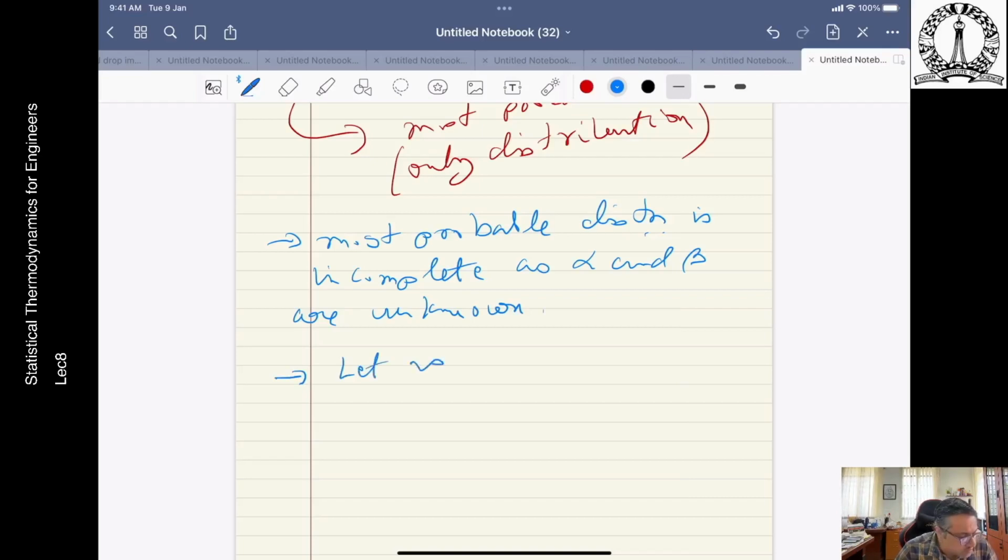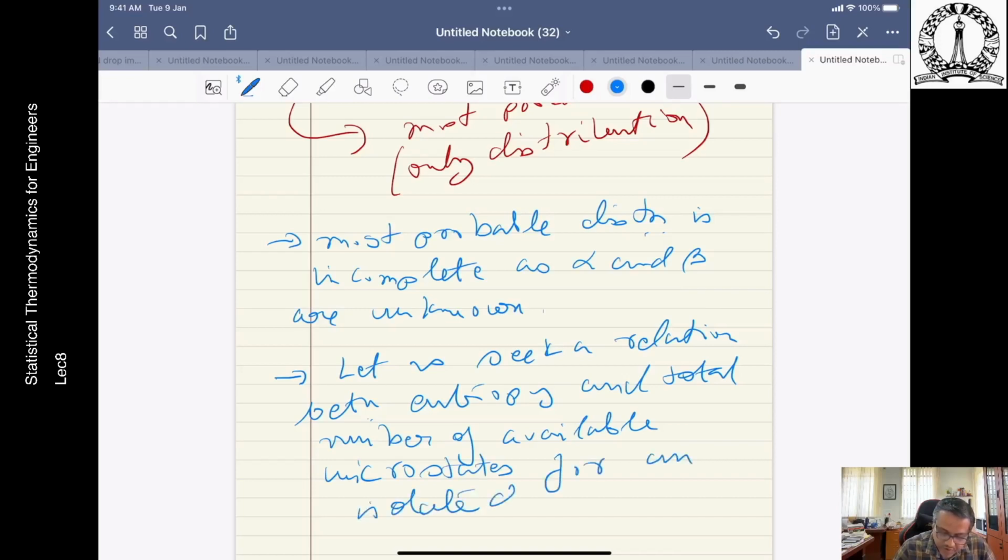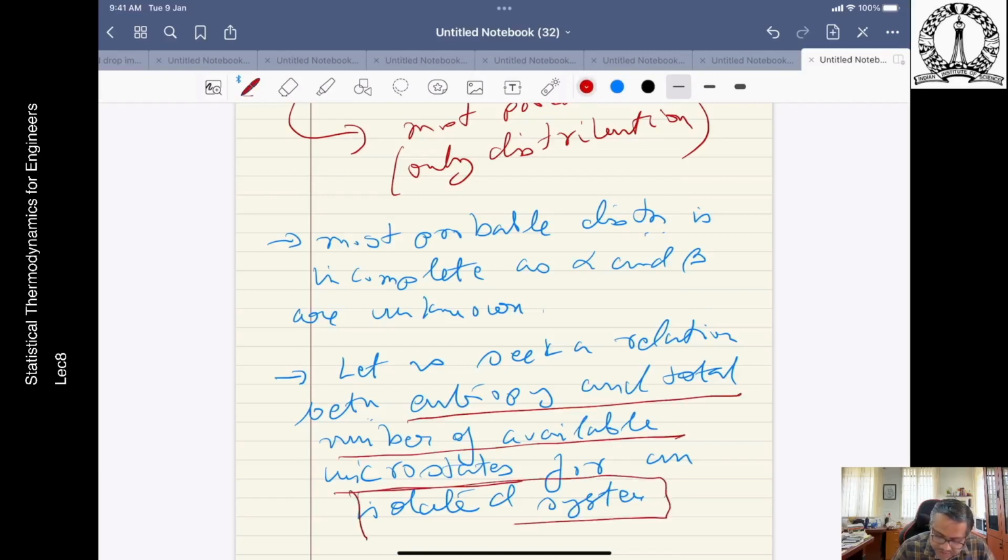So let us seek a relation between entropy and the total number of available microstates for an isolated system. That is, let us do that between entropy and the total number of available microstates for an isolated system.